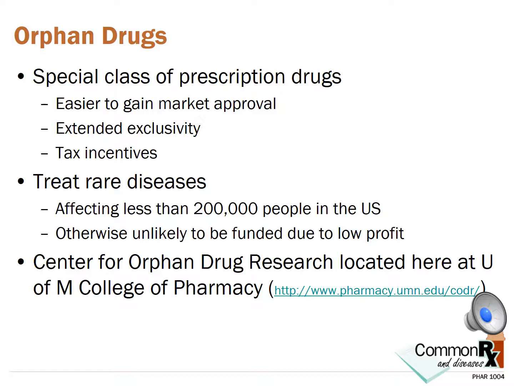To combat this, the FDA gives certain incentives to companies who develop orphan drugs. These benefits may mean tax incentives, patent extensions, or additional funding for clinical trials. Here at the University of Minnesota, we have the Center for Orphan Drug Research. The focus of this center is rare pediatric neurological disorders.